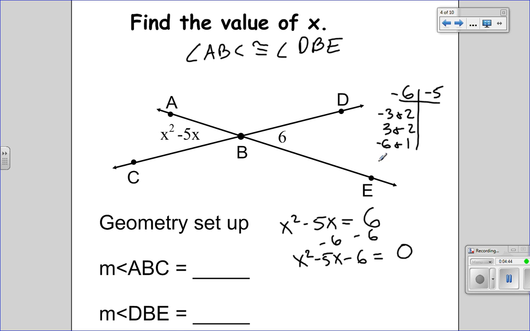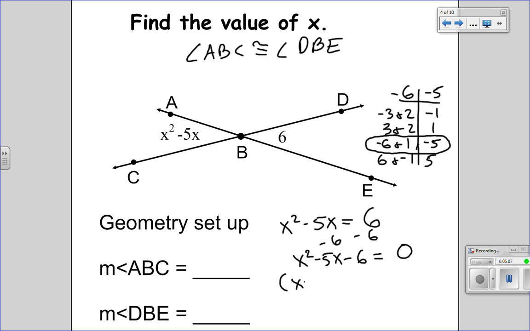-6 and 1, and 6 and -1. And I take this column over here and I add up. So -3 plus 2 is -1, 3 plus -2 is 1, -6 plus 1 is -5, and 6 plus -1 is 5. And you look for the row that matches the -5. So -5, I'm going to use this right here.